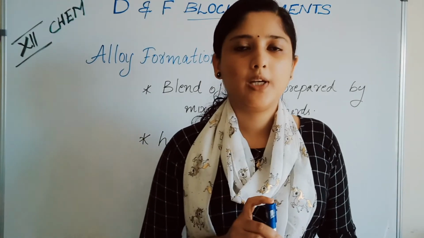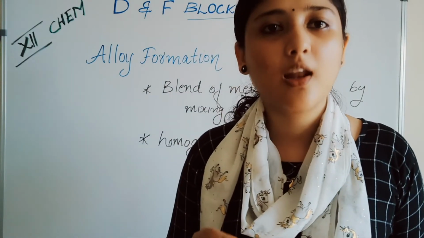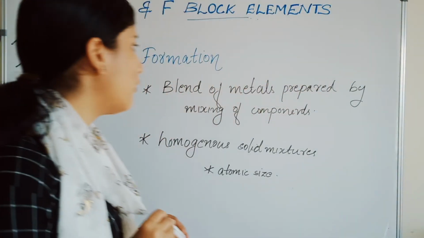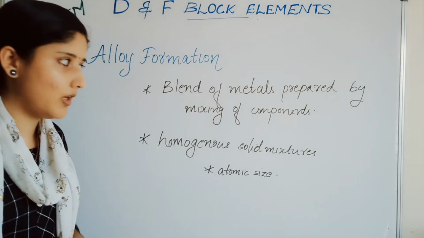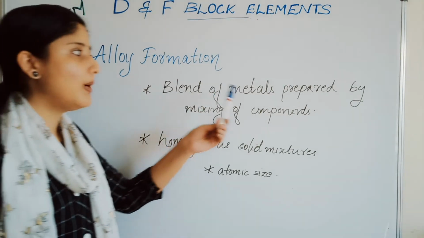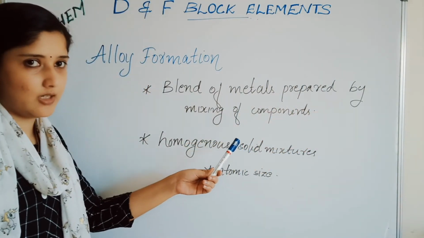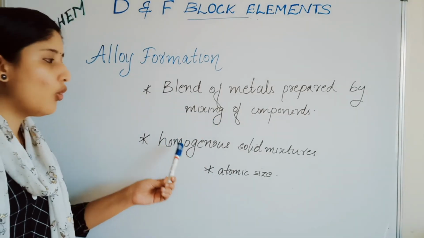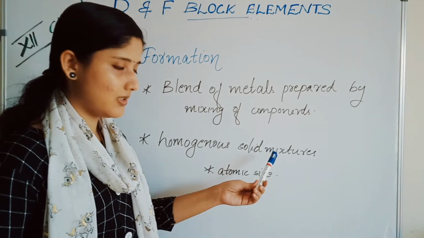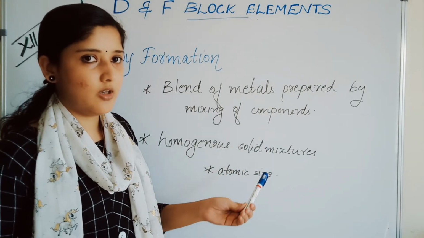The next property that we are going to discuss is alloy formation. What is an alloy? It's a blend of metals prepared by mixing of certain components. It's known as an alloy. And an alloy is usually a homogeneous solid mixture.